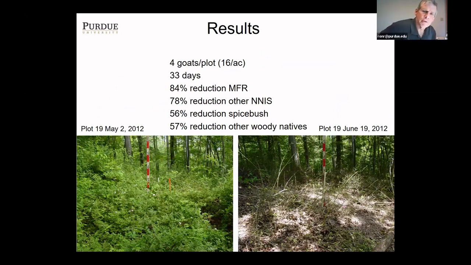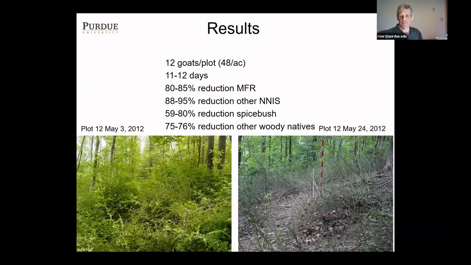So for initial results in the first year, we have a before and after photograph here on one of our vegetation sample plots. And this is the low stocking rate. You can see that within 1 month, this is the level of foliage reduction that the goats were able to achieve. An 84% reduction in Multiflora Rose cover. Pretty phenomenal, pretty astounding result. And the high stocking rate, pretty much the same result, but it took 1/3 less time than the low stocking rate.